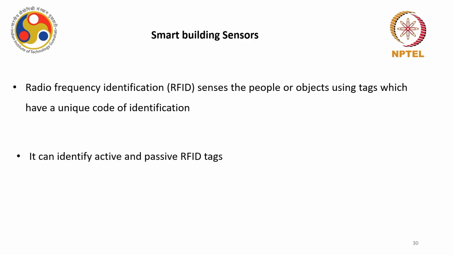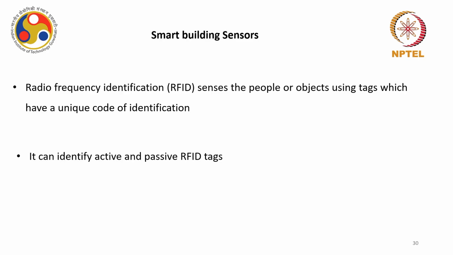Okay, so let us see how radio frequency identification (RFID) tags can be utilized for motion detection inside a smart building, particularly for indoor movement of occupants. RFID senses people or objects using tags which have a unique identification code. It can identify both active and passive RFID tags.